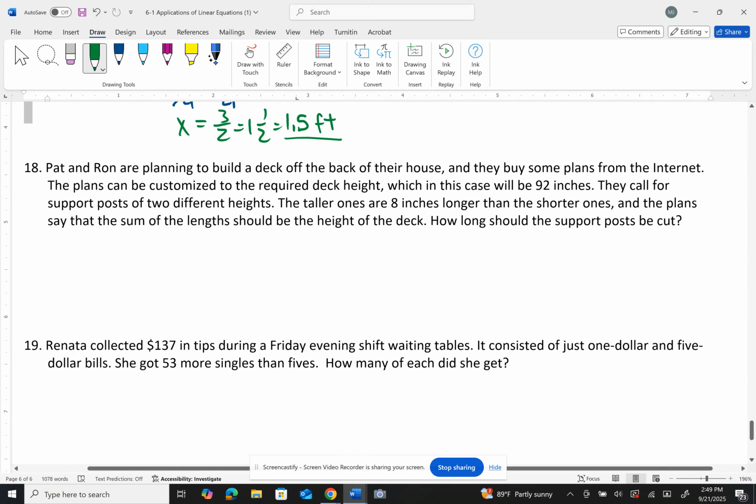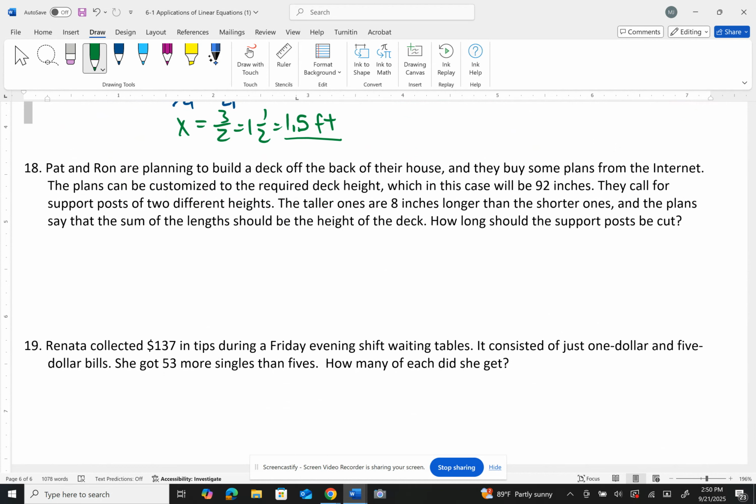Okay. All right, here's another one that I pulled out of Alex. Pat and Ron are planning to build a deck. They buy some plans. The plans can be customized to the required deck height, which is 92 inches. They call for support posts of 2 different heights. The taller ones are 8 inches longer than the shorter ones, and the plans say that the sum of the lengths should equal the height of the deck. How long should the support posts be cut?